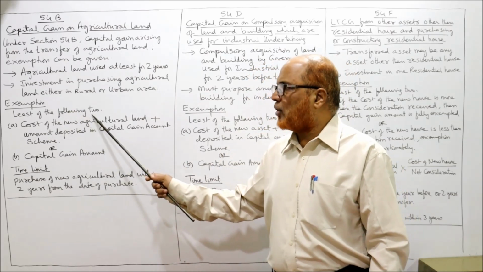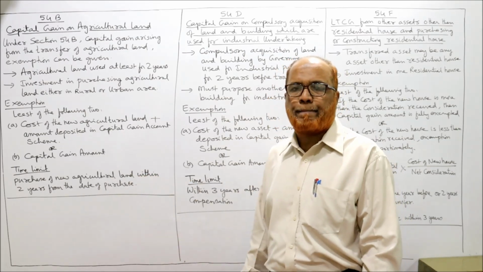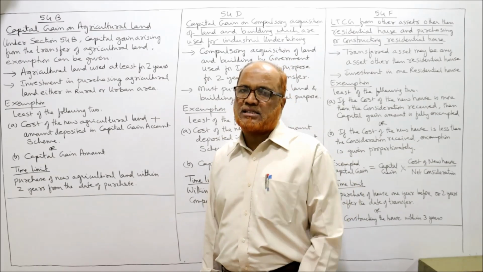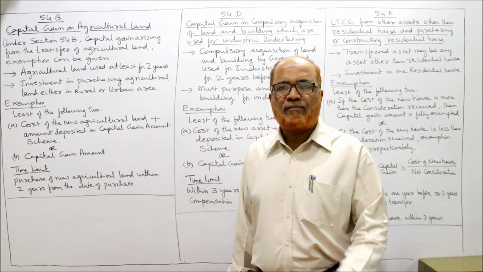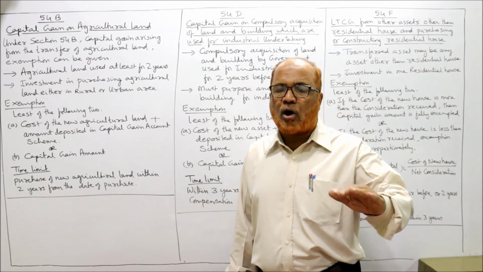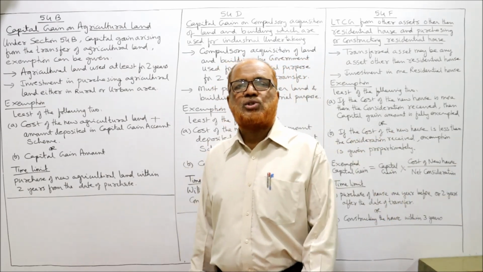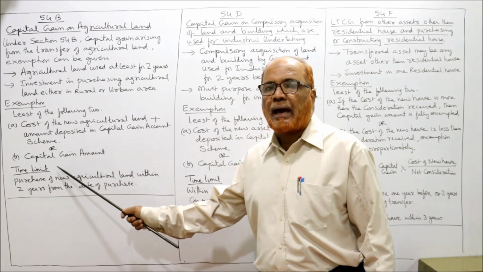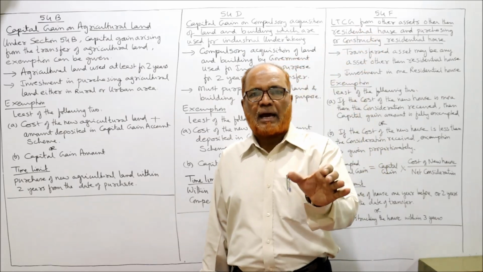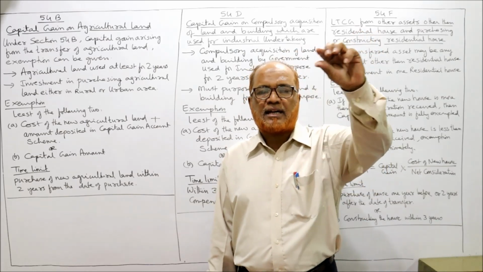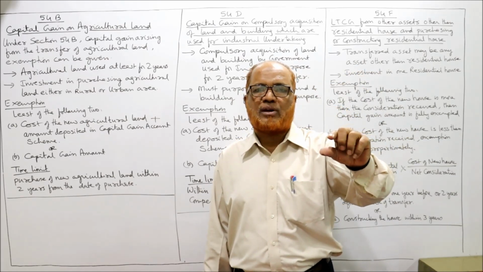Then the exemption is the lesser of the following two: cost of the new agricultural land plus amount deposited in capital gain account scheme, or the capital gain amount. What is the cost of the new agricultural land? For example, one agricultural land was sold for rupees 60 lakh and we got a capital gain. Now we have to find out how much is the cost of the new agricultural land and how much amount is deposited in capital gain account scheme. Add up both, or capital gain amount, whichever is less. First we have to calculate capital gain. How to calculate capital gain? Take the consideration received minus selling expenses, net consideration, from that deduct indexed cost of acquisition, we will get the capital gain.